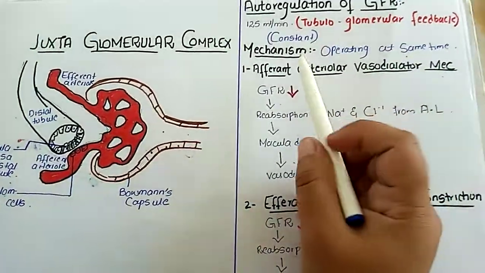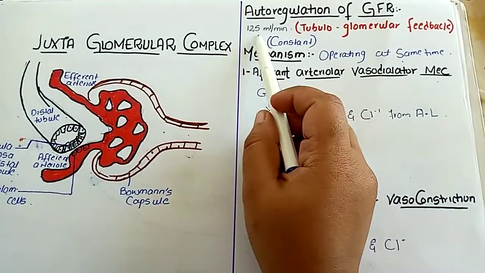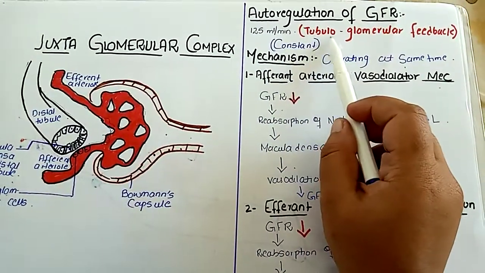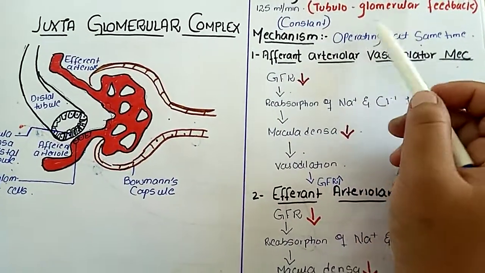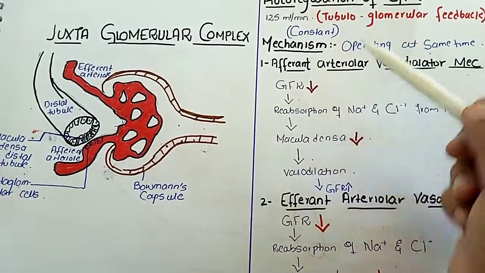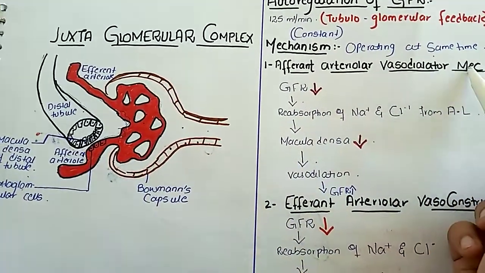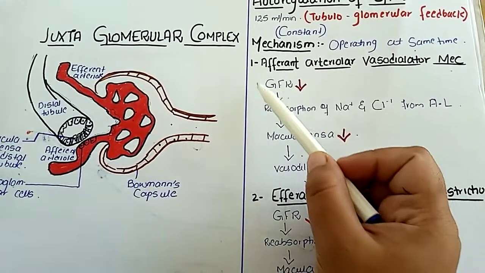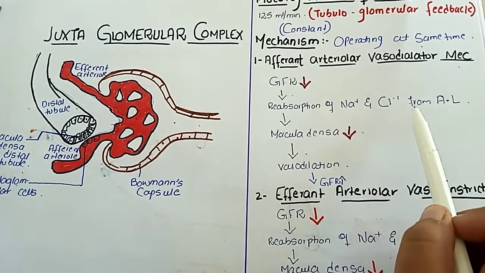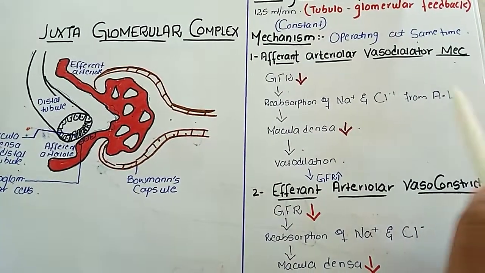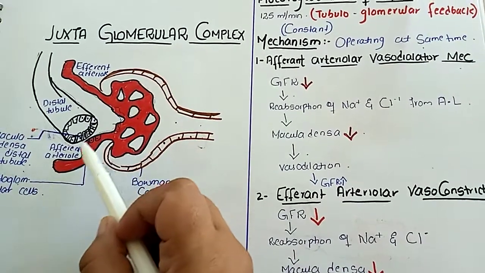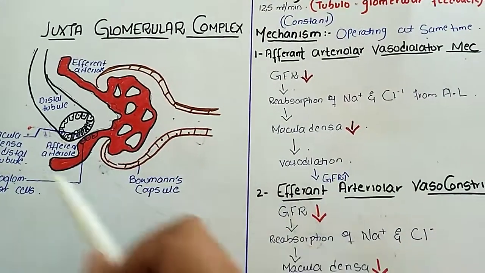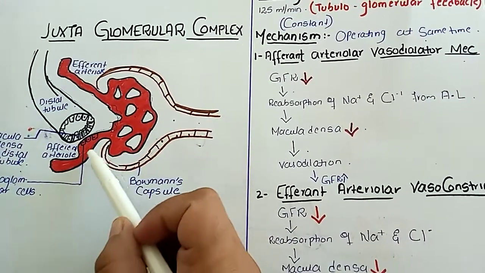What is autoregulation? Autoregulation is the maintenance of a constant value of GFR, which is 125 ml per minute, by a process known as tubuloglomerular feedback. The processes involved in this feedback operate at the same time. The first one is the afferent arteriolar vasodilator mechanism. When the GFR is decreased, the reabsorption of sodium and chloride from the distal tubule will occur, and as a result the concentration of these ions at the macula densa will decrease, vasodilation of the afferent arteriole will occur, and GFR will increase.